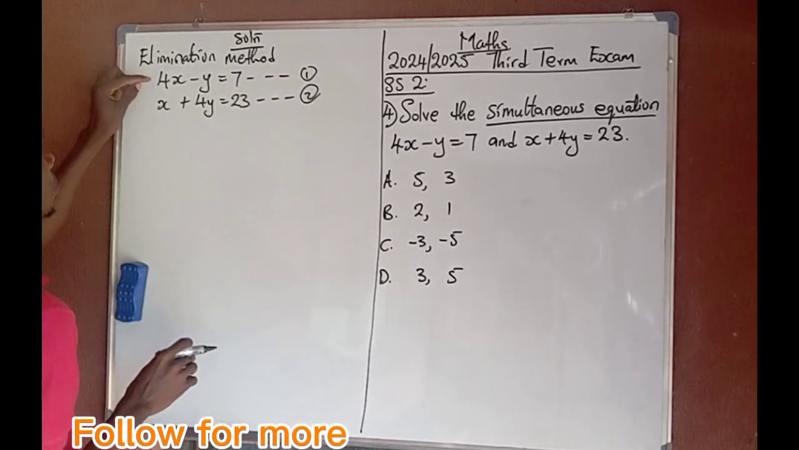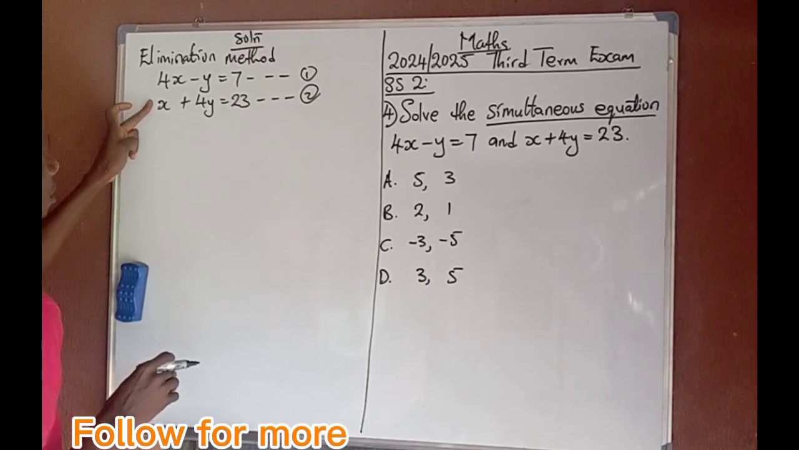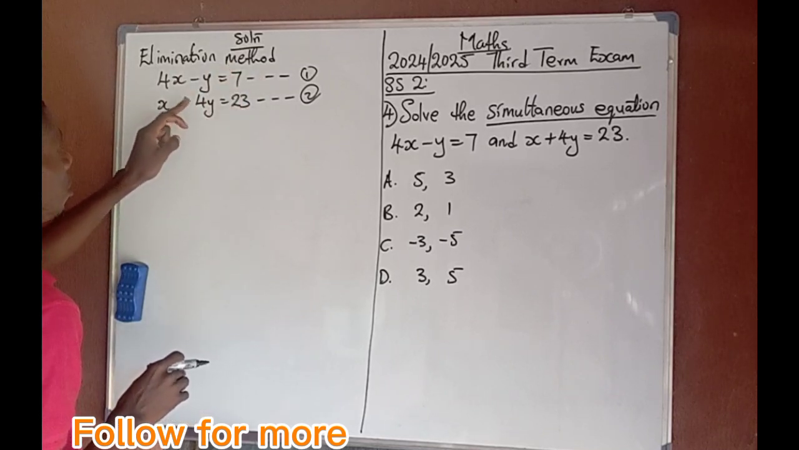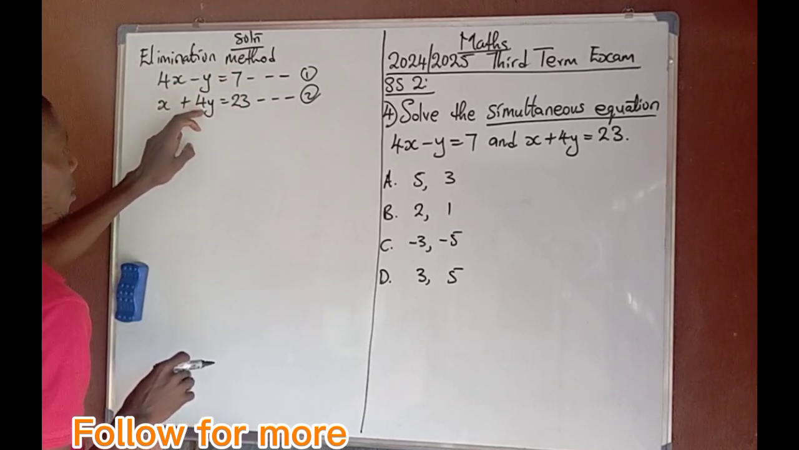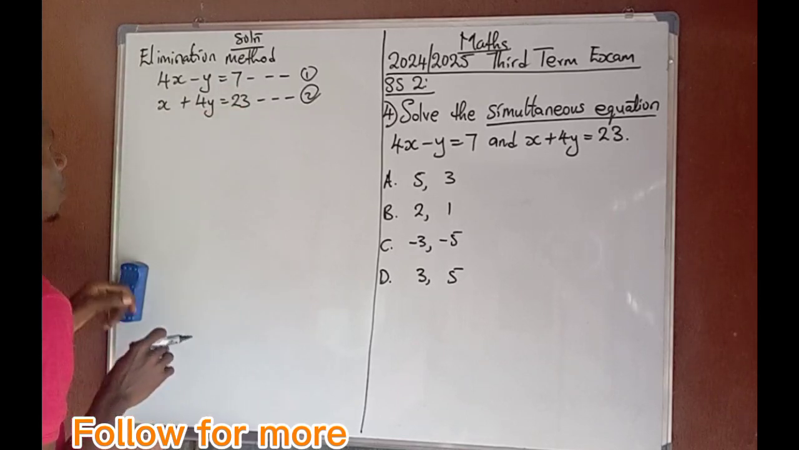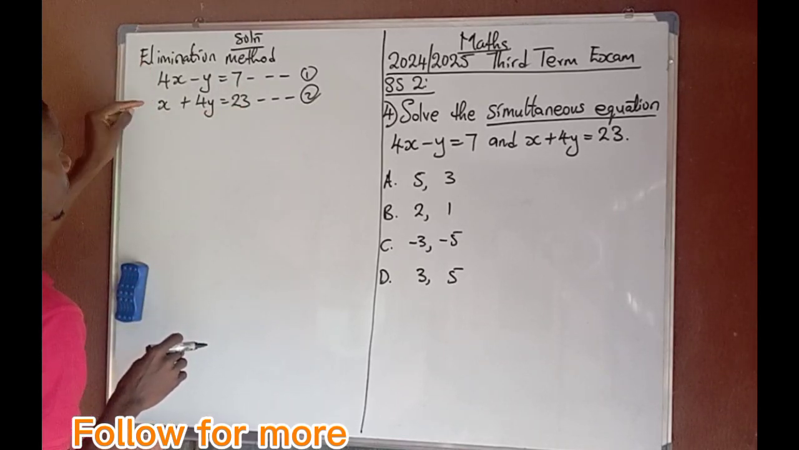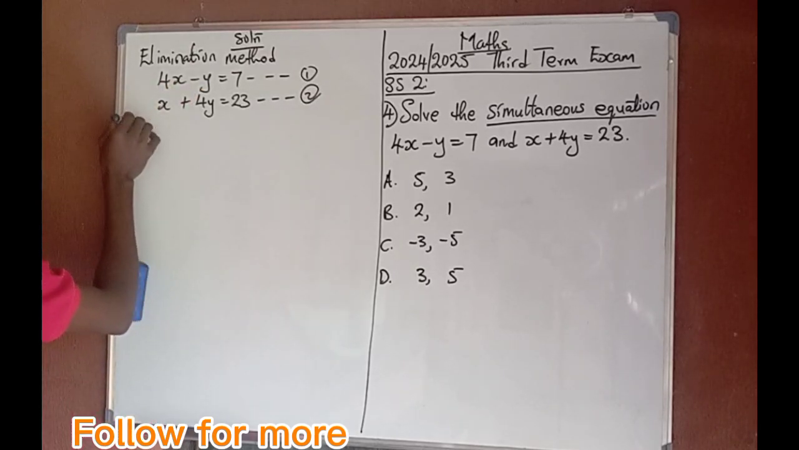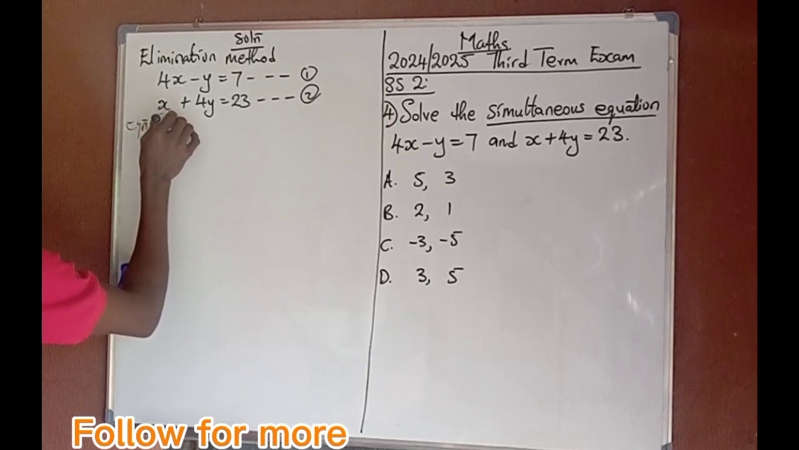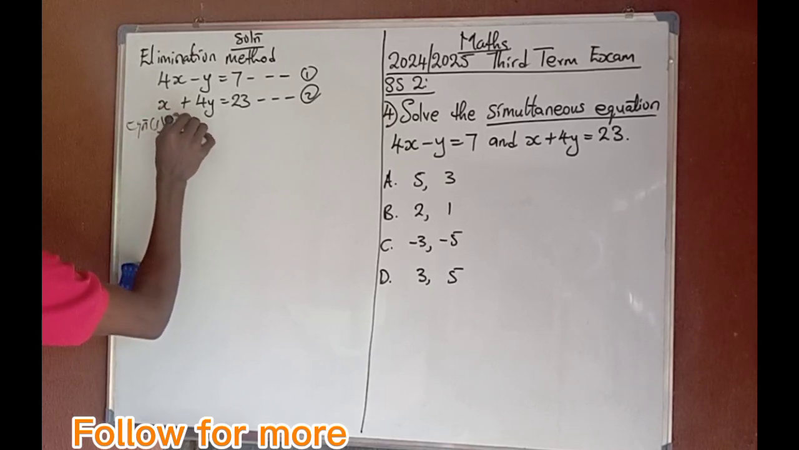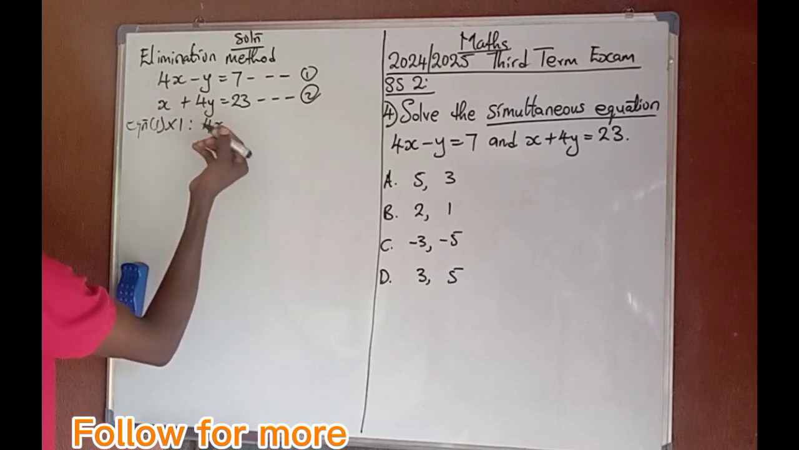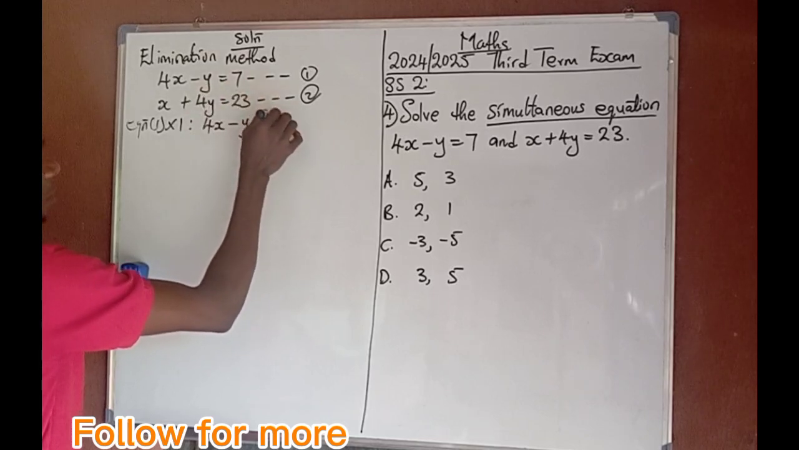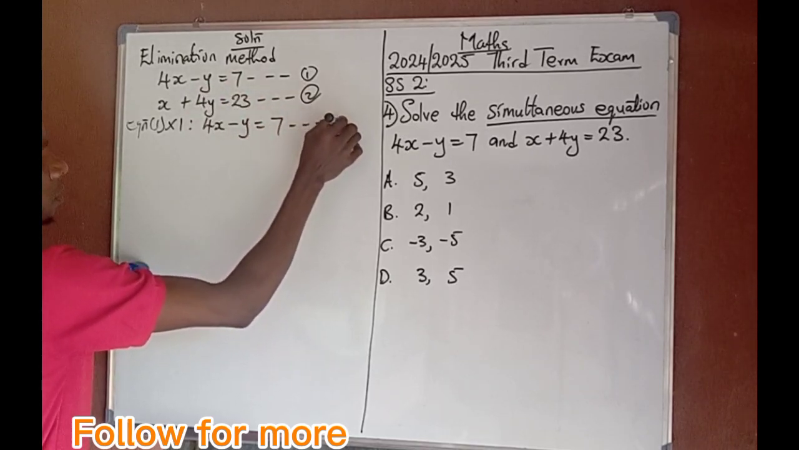So we are going to multiply equation 1 by, if we want to eliminate x, we use the coefficient of x in the other equation and multiply all of equation 1. Or if we want to eliminate y, we use the coefficient of y. So let's eliminate x by multiplying equation 1 by the coefficient of x, which is 1. This gives 4x times 1 is 4x, minus y times 1 is minus y, equals 1 times 7 is 7. Let's call this equation 3.